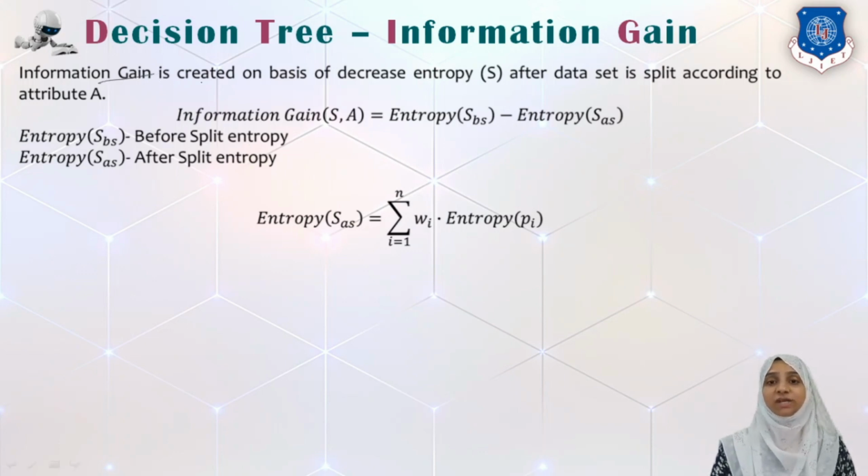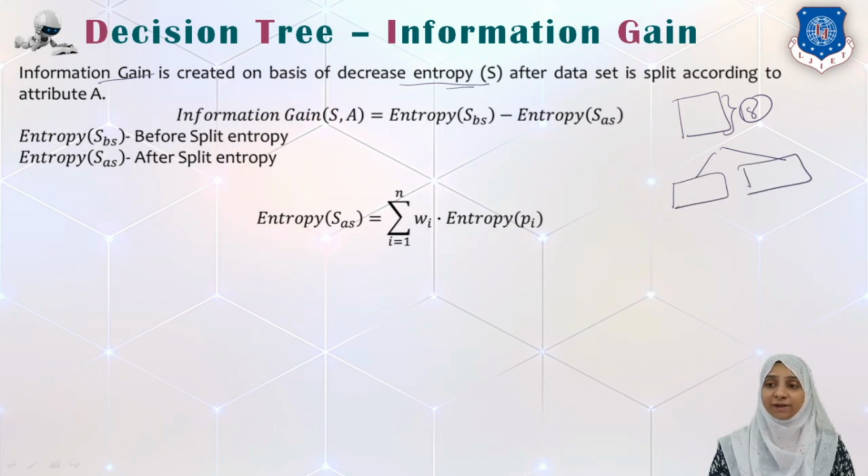Information gain is calculated on the basis of decreased entropy. Entropy will decrease after we split data. The original data contains in total 18 samples. If I bifurcate and make two different partitions, or more than two partitions, any entropy that is lost is called information gain.